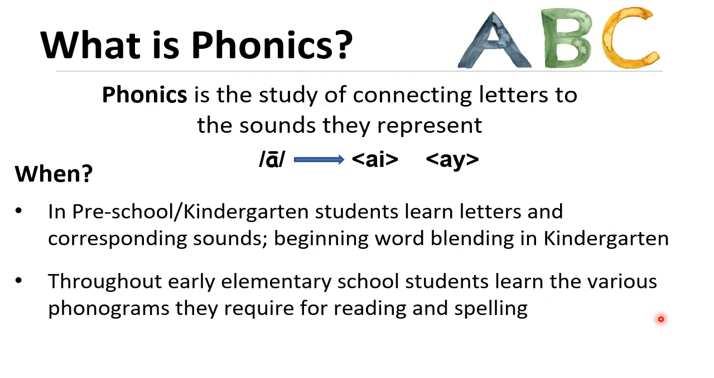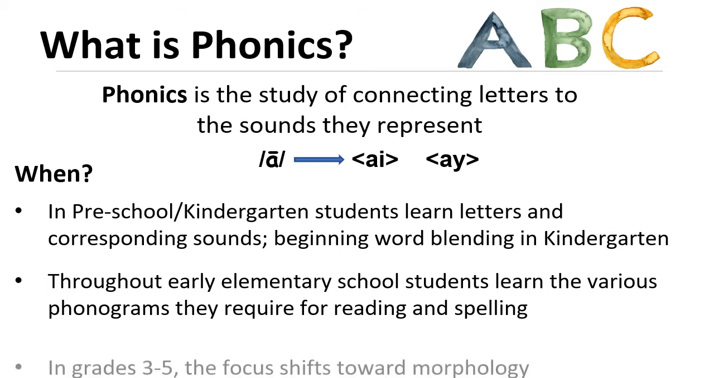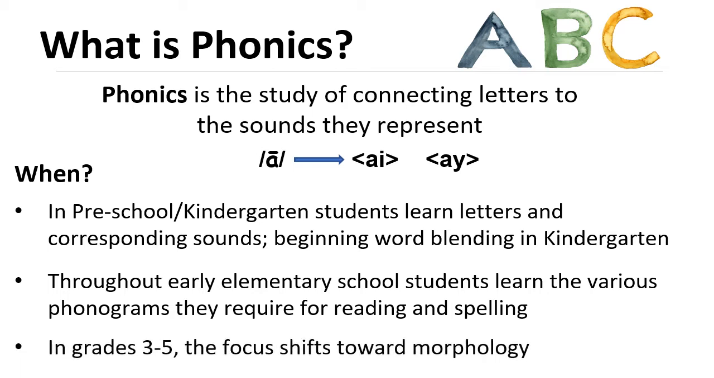And then throughout early elementary school, particularly in grades K through 2, students are learning those various combinations. We call them phonograms. When we talk about a letter combination or a single letter that represents a sound, that's what a phonogram would be. And the students are learning the variety of phonograms that will help them to read and also to spell. And then in grades 3 through 5, the focus shifts more towards morphology, which is looking at prefixes and suffixes and root words.